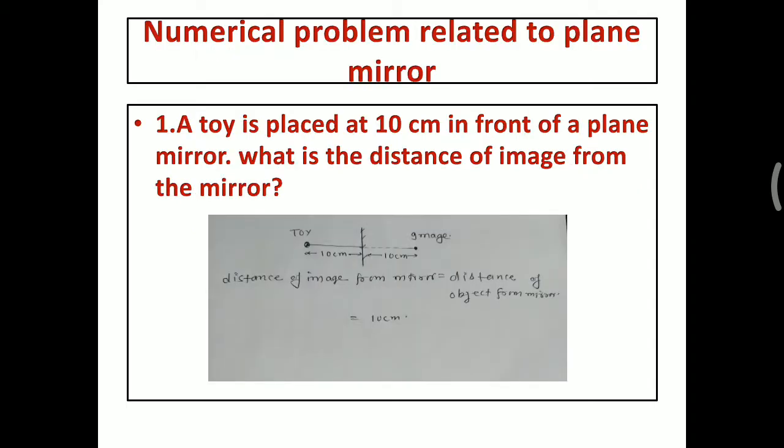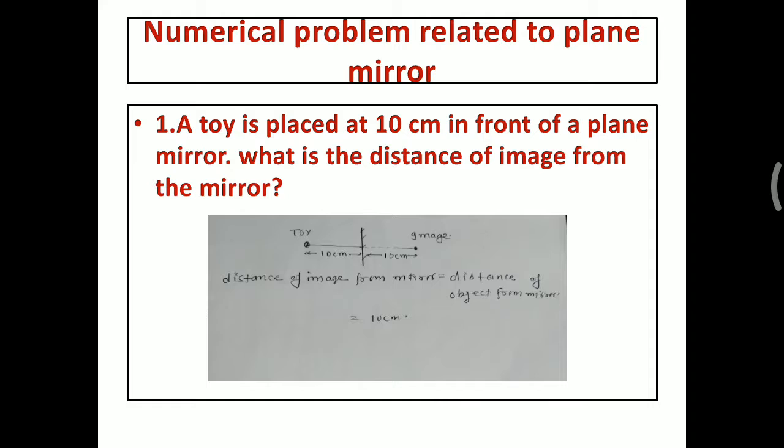The second one: numerical problems related to the plane mirror. You know the properties of the image formed by a plane mirror. What are the properties of the image formed by a plane mirror? The first is that it always forms a virtual and direct image. The size of the image is equal to the size of the object.